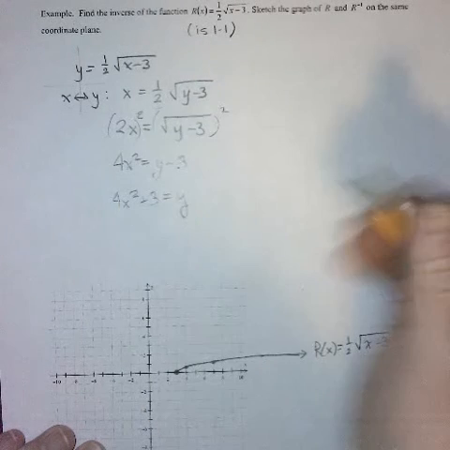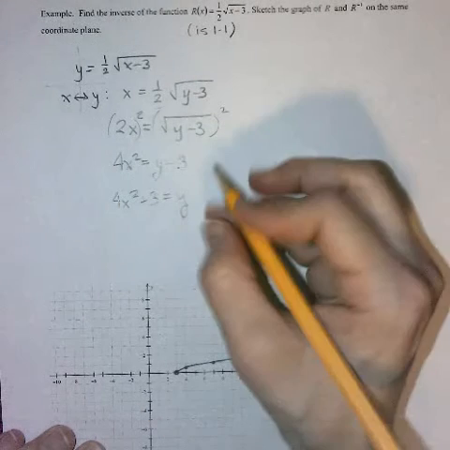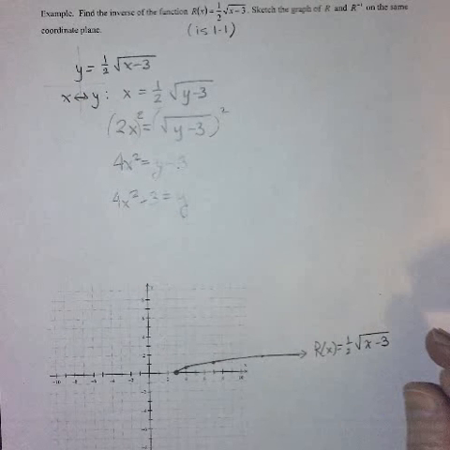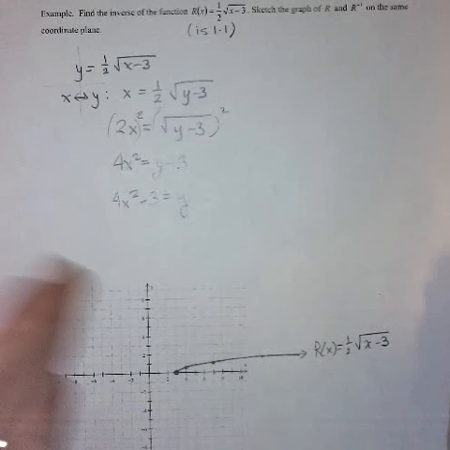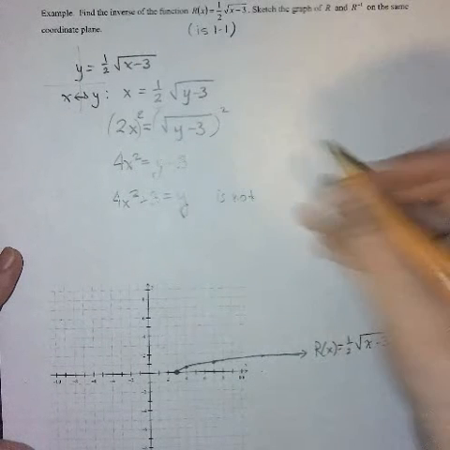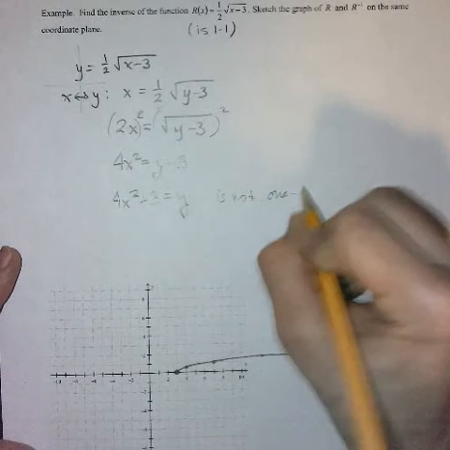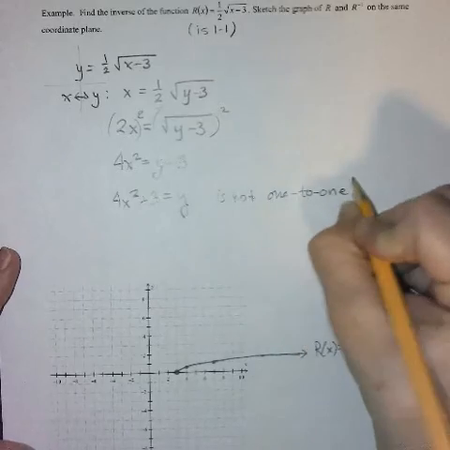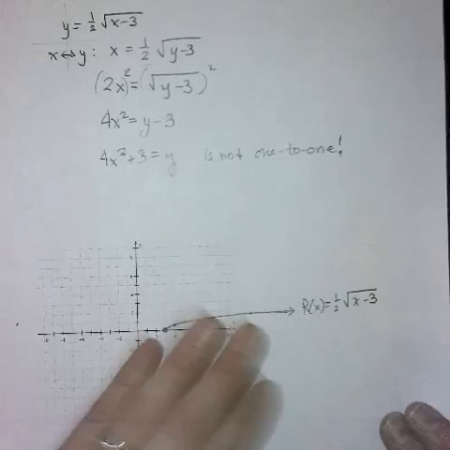Okay, so here's an example where we have a problem: the function that we get ends up not being 1-to-1. That's a quadratic, and we talked about how the parabola is not 1-to-1. Okay, so we have a problem. This is not the true inverse of this. And the problem arose when we squared both sides.